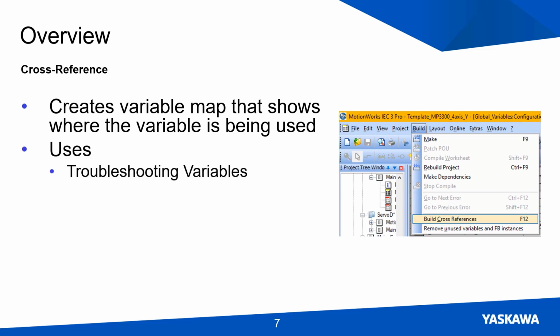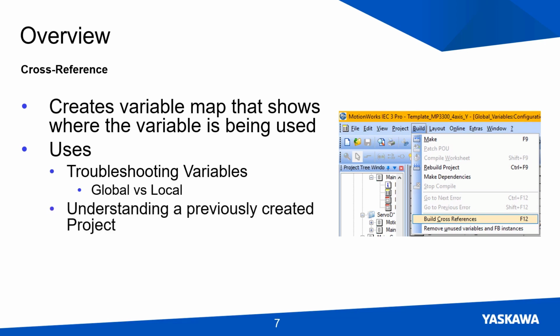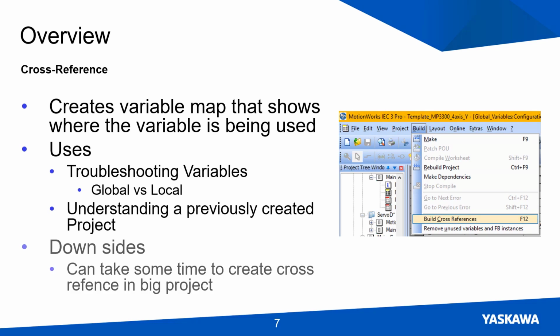It is useful for troubleshooting variable connections between POUs. This allows the programmer to verify that they have made the correct variables global versus local. This feature also helps a new programmer understand where variables are being used within the project. When working with bigger projects, the cross-reference list may take longer to populate.